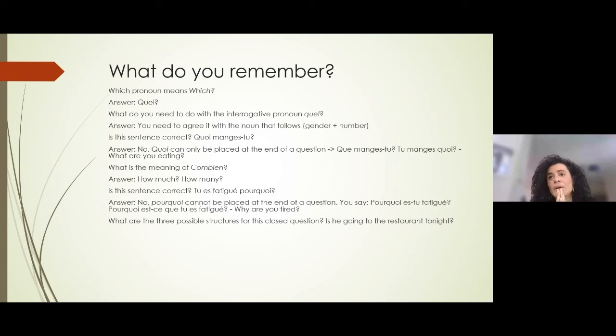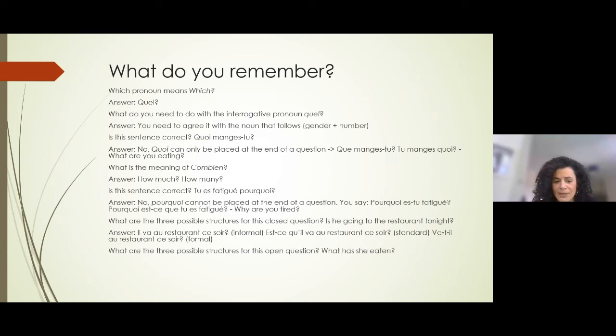Donc, il va au restaurant ce soir? Est-ce qu'il va au restaurant ce soir? So what is the formal structure? Right. So is it va-t-il au restaurant ce soir? Yes, perfect. Donc, il va au restaurant ce soir. Informal. Est-ce qu'il va au restaurant ce soir? Standard. Et va-t-il au restaurant ce soir? Formal.